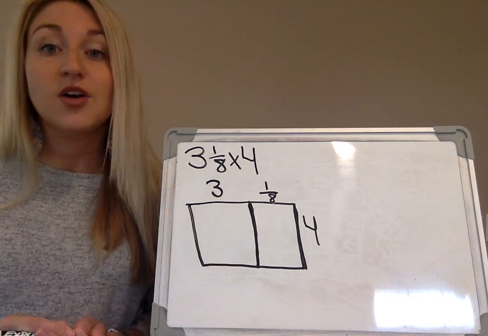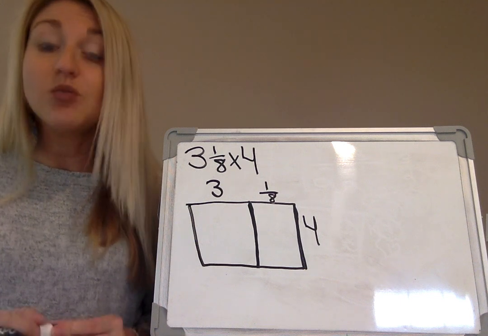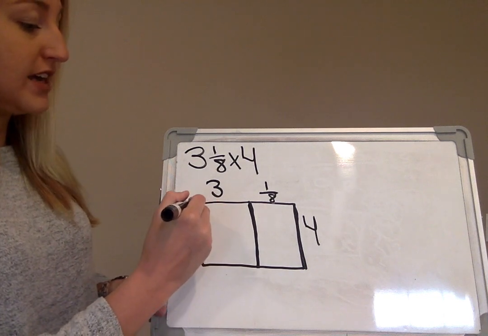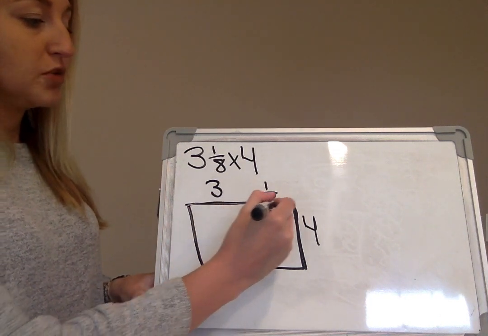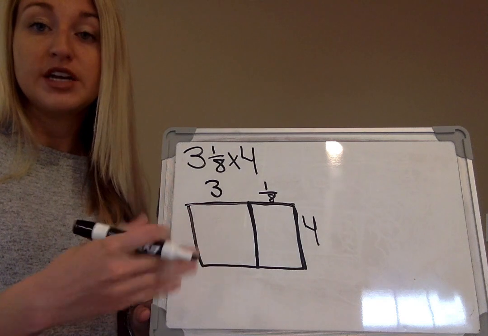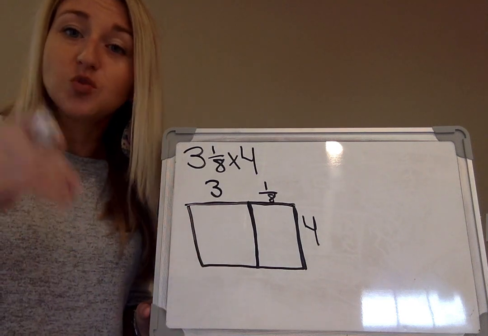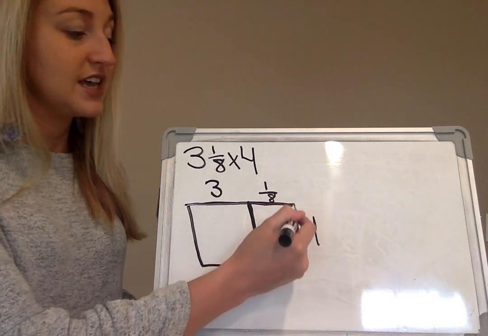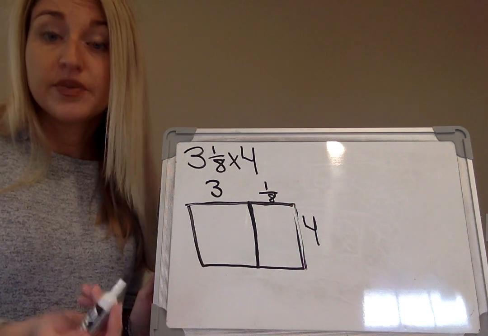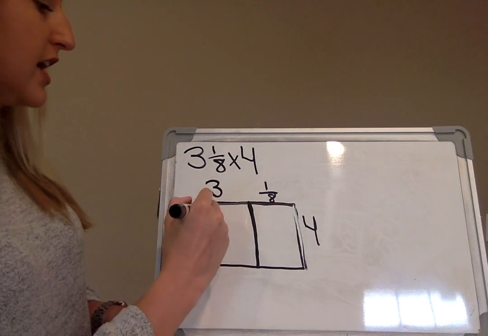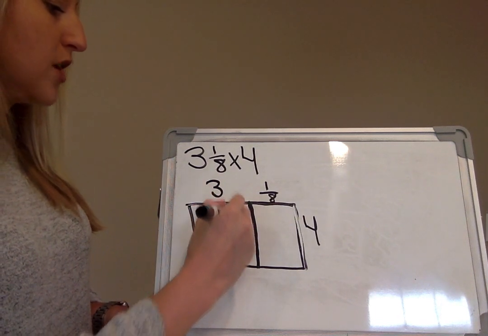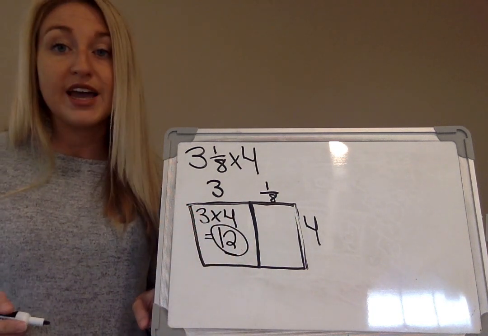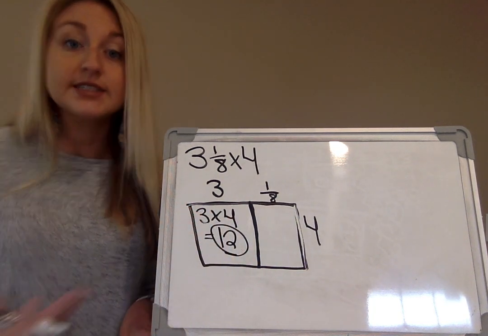So, to start finding our answer to 3 and 1/8 times 4, we multiply every number in the length. You can see we have our 3 split from our 1/8 here. So we're going to take our 3 and our 1/8. We're going to multiply each one of those by every number in the width. Like I said, in this case, it's just a regular old 4. So, we start out by multiplying 3 times 4 and getting an answer of 12. I'm going to circle my answer because that's going to help me keep everything organized.